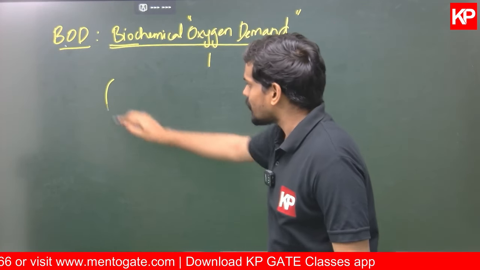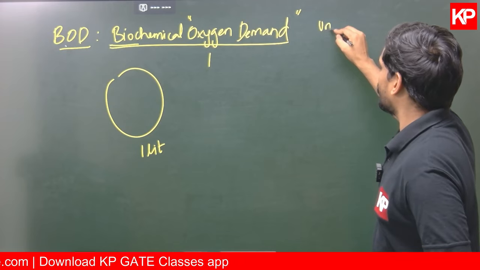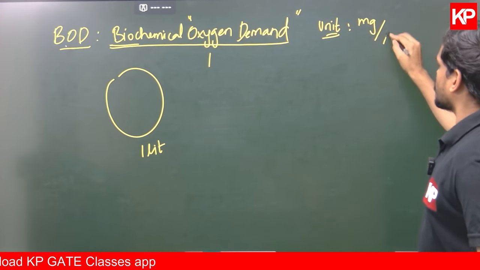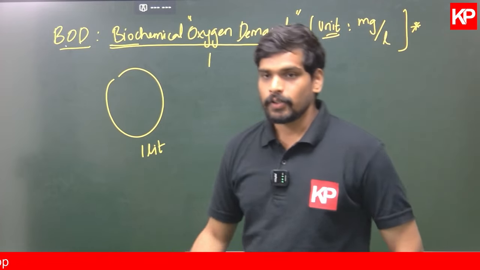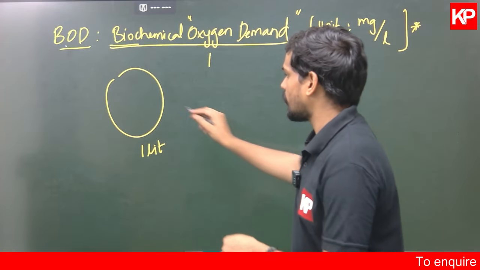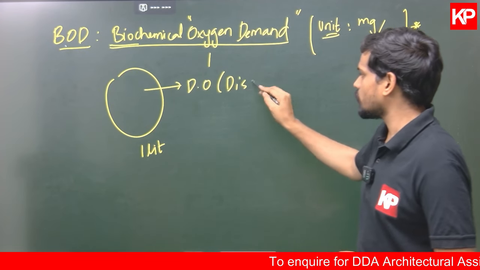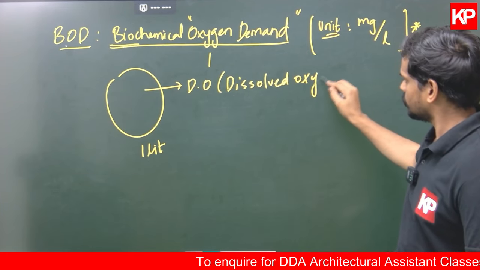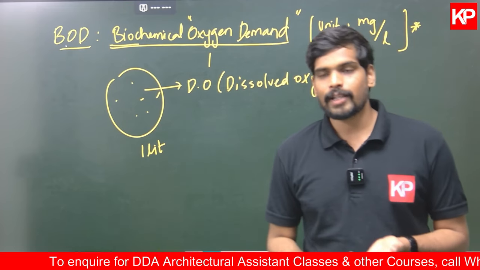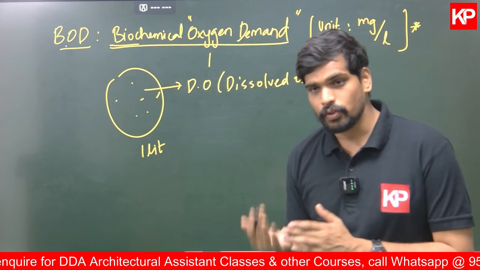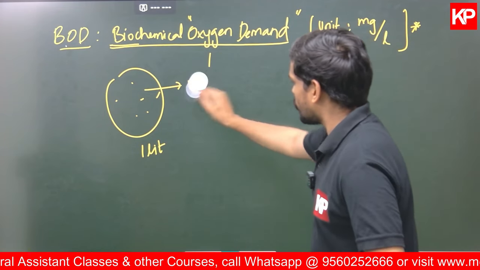For example, say you have 1 liter of sample. BOD is generally measured in the units of milligram per liter. These unit based questions also can be asked in the competitive examinations. So for every 1 liter of wastewater sample, you check how much oxygen is consumed, DO, dissolved oxygen. How much dissolved oxygen is consumed by the microorganisms to decompose the organic matter present in it. That's called biological oxygen demand. I'll give you the definition. We'll further discuss it and understand how exactly it is done in practical terms also. First, write down the definition of what is BOD.